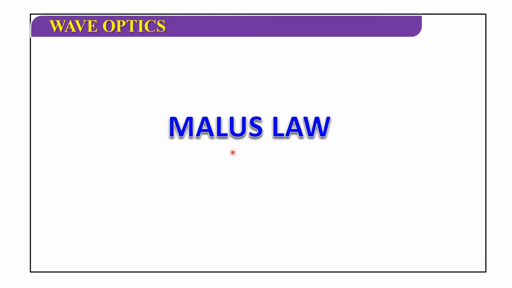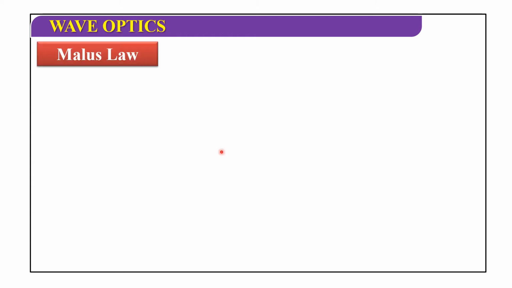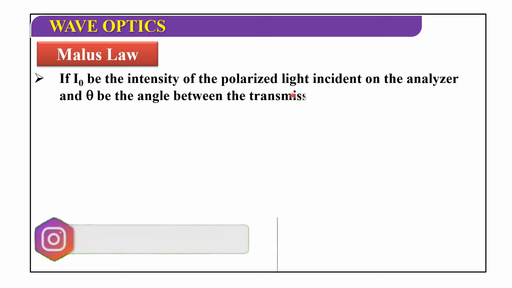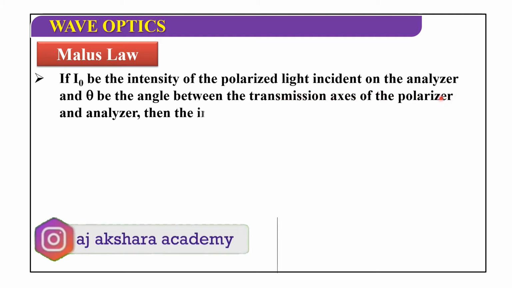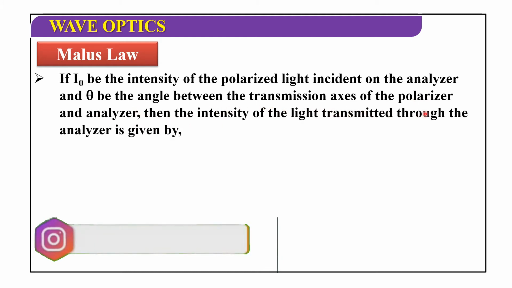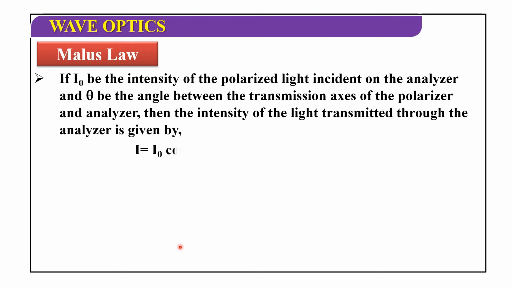Okay, let us go to today's session. Malus's law: if I naught be the intensity of the polarized light incident on the analyzer and theta be the angle between the transmission axis of the polarizer and analyzer, then the intensity of light transmitted through the analyzer is given by I is equal to I naught cos square theta.